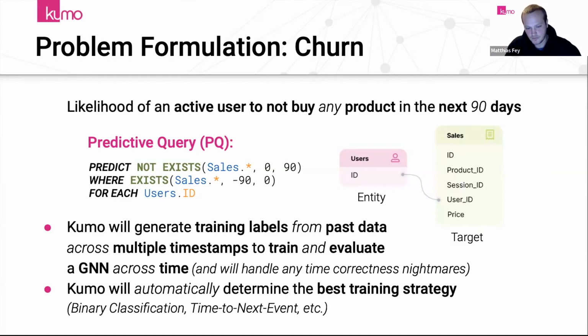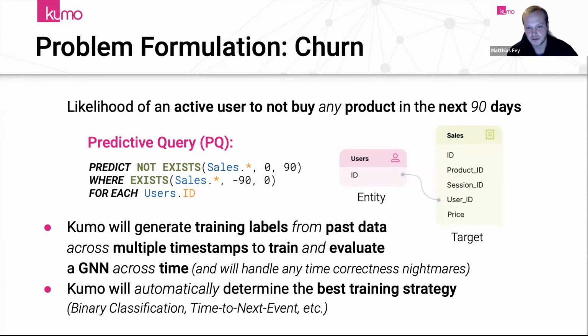Kumo will then generate training labels from past data across multiple timestamps to train and evaluate a GNN across time. And that also means that you no longer need to worry about any data leakage problems because Kumo will automatically handle any time correctness nightmares. And these are really nightmares, but it's working well. And also, Kumo will automatically determine the best training strategy. So there are actually multiple ways to train against a churn event, and Kumo will figure out the best way on how to do that.